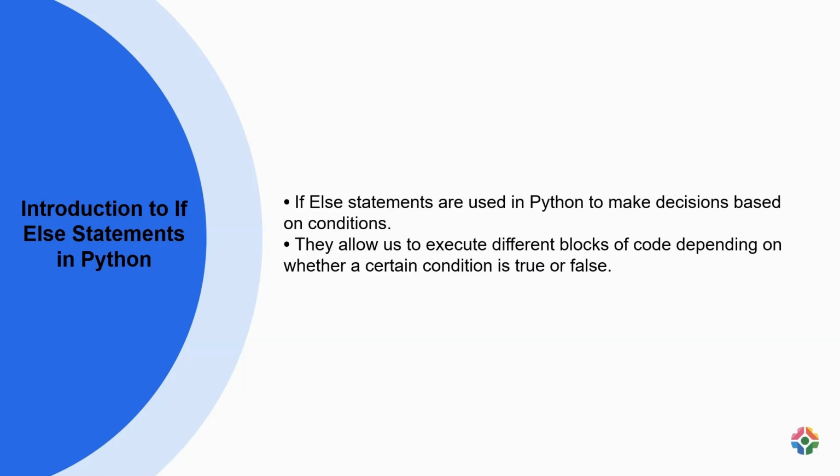For instance, in a program that validates user input, an if-else statement can be used to check if a user's entered age meets a required threshold. If the age is above a specified value, the program can proceed. Otherwise, it can prompt the user to input a valid age. This decision-making ability based on conditions enhances the flexibility of Python programs.